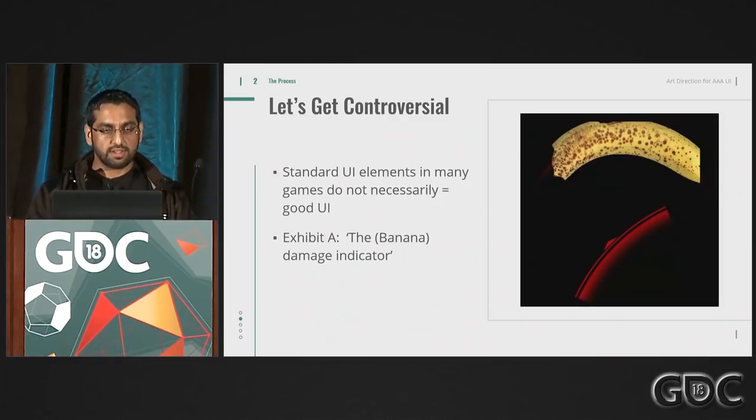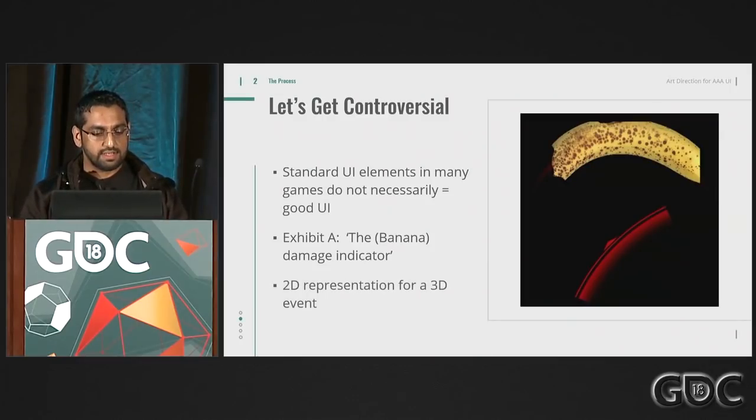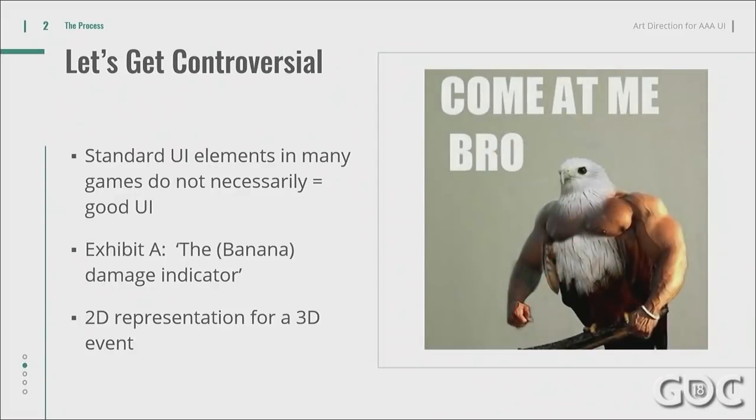I think it's trying to convey a 3D event in a 2D asset. And when I'm playing first-person shooters or third-person action games, this thing is 2D. You can't tell if there's someone below or above you. This thing will just tell you direction in 2D, but it's not really telling you if they're above or below or behind or in front. So it's not really working in a 3D sense. So come at me, bro.